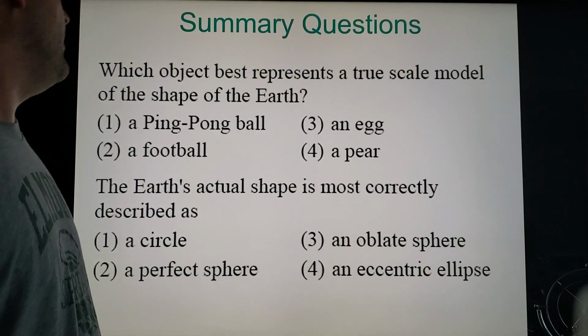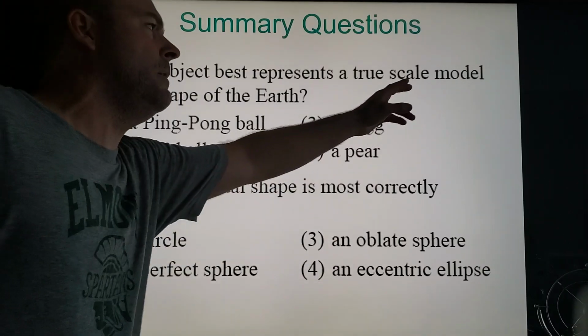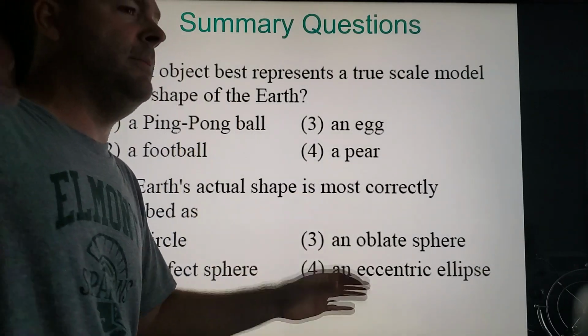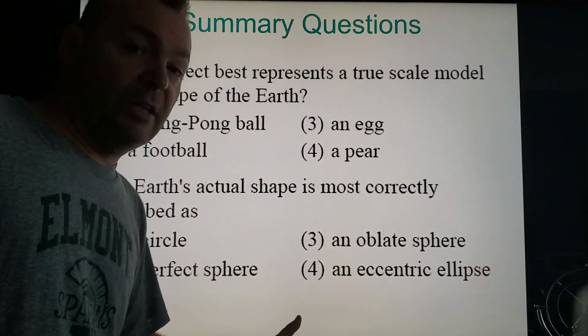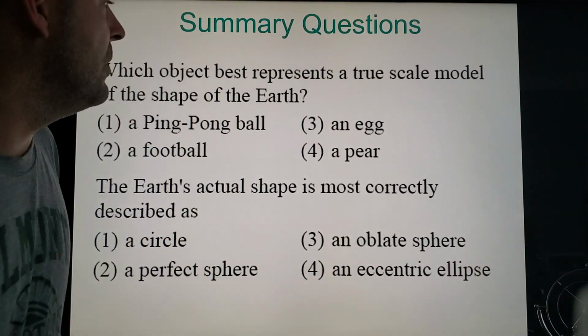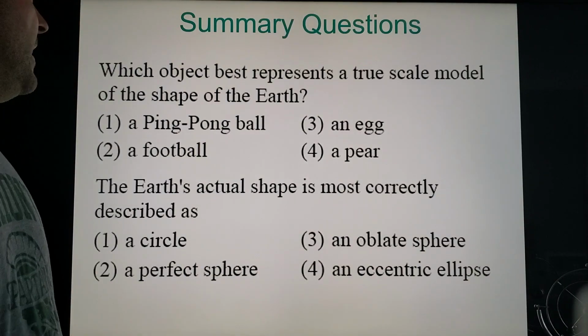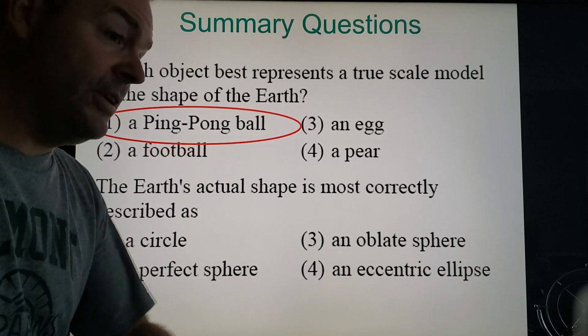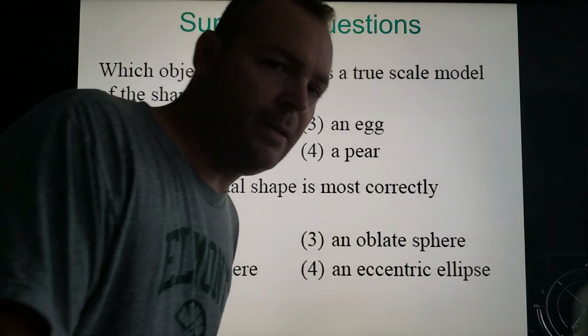And then you get to your summary questions here. If you ever come across the one that says a true scale model of the Earth. Scale model means if you shrink something down, how will it look? Well, it's going to look almost perfect, like those pictures from space. So what's the most perfectly spherical thing you could find up here? Yeah, it's got to be the ping pong ball. Now remember, it is slightly bulged to the equator, but not with the naked eye that you could tell.